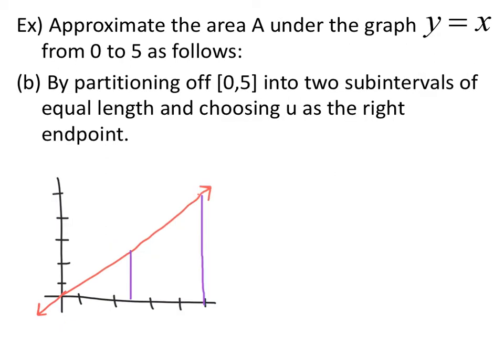So now we're going to try the same thing, the same problem, but instead of a left-hand endpoint, we're going to choose the right-hand endpoint. So when you look at your first subinterval between 0 and 2.5, we're going to pick the right-hand x-coordinate as our height. So between 0 and 2.5, 2.5 is our right hand, so we're going to make that the height of our rectangle. And then between 2.5 and 5, our right-hand endpoint is 5, so we're going to make that the height of the second rectangle.